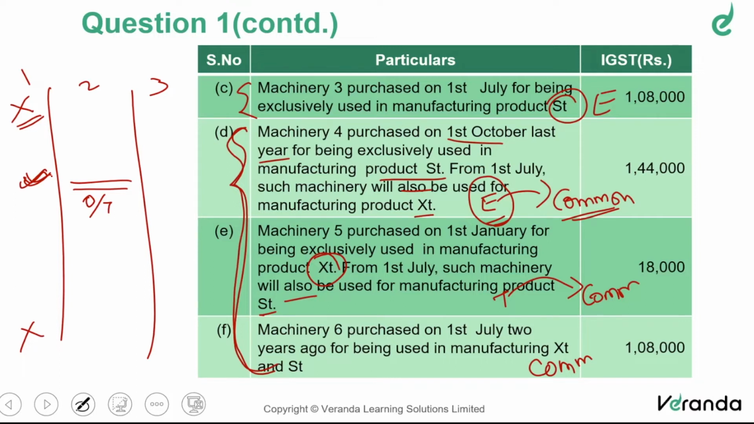5th machinery. Earlier used for taxable, now used for common. It is purchased 1st January, that is some 6 months back. January, beginning of the calendar year, it was purchased. It was completely used for taxable purpose earlier. Now it is being converted to common use. Should we avail any ITC? Should we avail any ITC?